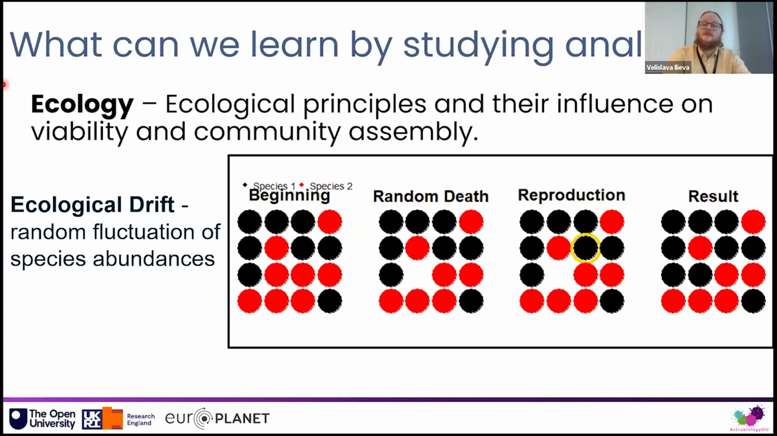And owing to just shifts in numbers over time, you can get shifts in community structure occurring in the absence of any specific selective factor, but owing solely to simple random fluctuations.